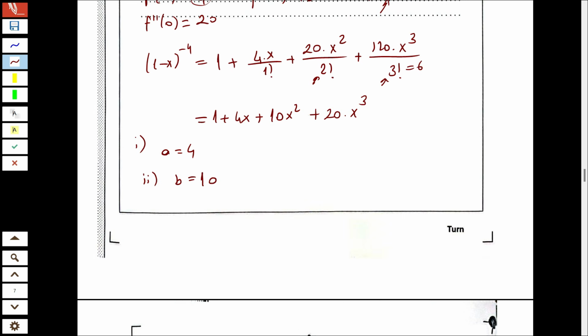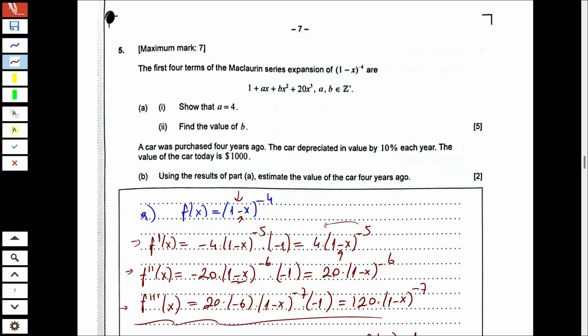The second question: a car was purchased 4 years ago. The car depreciated in value by 10% each year. The value of the car today is $1,000. Using the result of part a, estimate the value of the car 4 years ago.